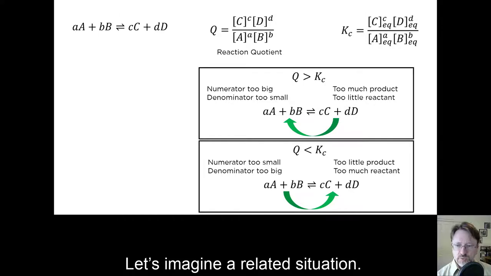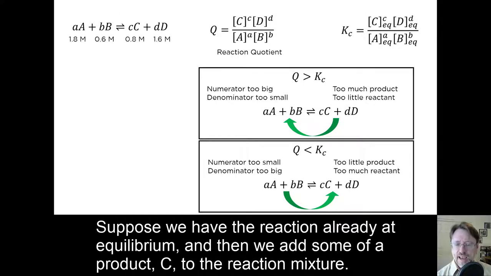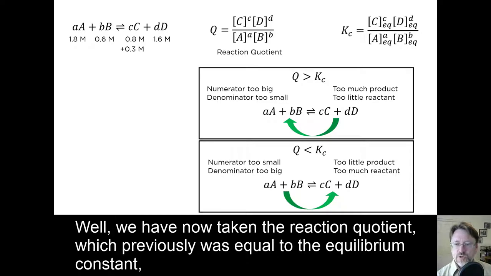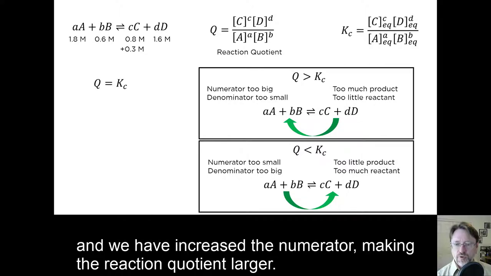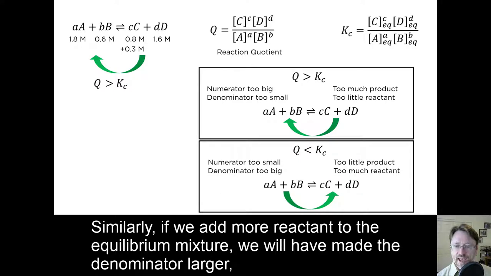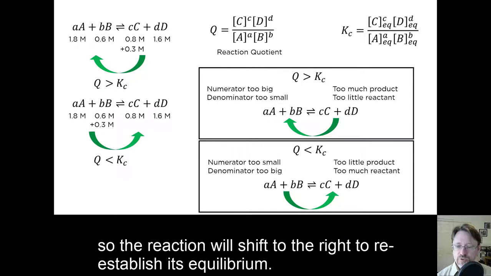Let's imagine a related situation. Suppose we have the reaction already at equilibrium, and then we add some of a product, C, to the reaction mixture. What will happen to the reaction? Well, we have now taken the reaction quotient, which previously was equal to the equilibrium constant, and we've increased the numerator, making the reaction quotient larger. So the reaction will shift to the left to reestablish its equilibrium. Similarly, if we add more reactant to the equilibrium mixture, we will have made the denominator larger, so the reaction will shift to the right to reestablish its equilibrium.